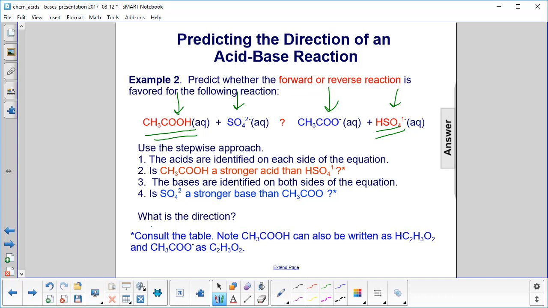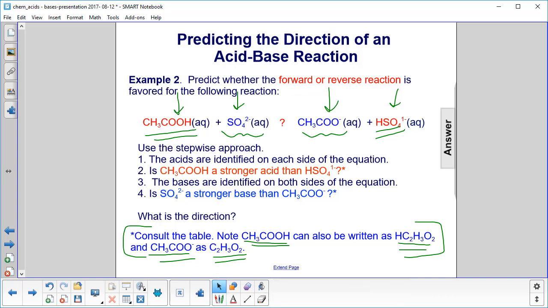And there's a little consulting being done here. Sometimes this is written as this, and acetate is written as this. So you'll have to look that up on the table. Next, identify the bases. And we've done that in blue. Sulfate and acetate. Which one is stronger? So please work that out, and we'll get to the answer tab in a second. You can pause the video if you'd like.